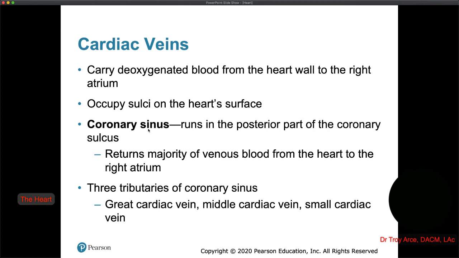The coronary sinus runs in the posterior part of the coronary sulcus and returns the majority of the venous blood from the heart to the right atrium. The three tributaries of the coronary sinus are the great cardiac vein, the middle cardiac vein, and the small cardiac vein.